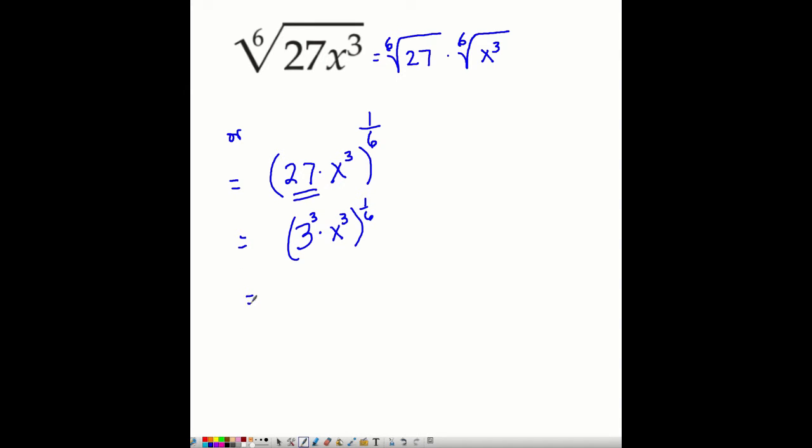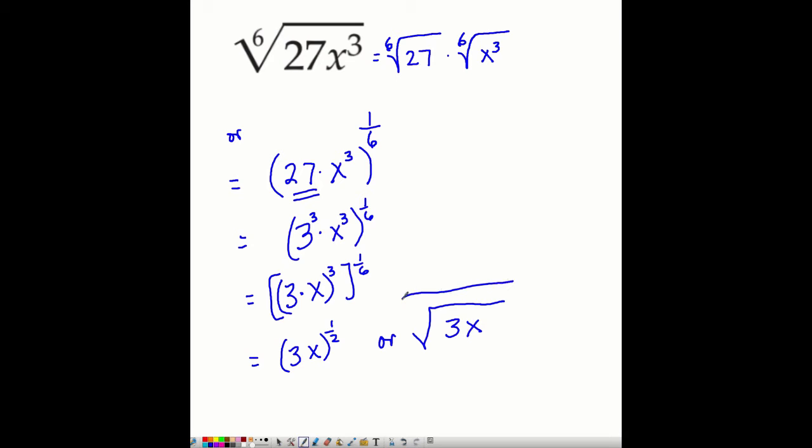And now I can write this as 3x cubed to the 1/6 power. When you raise a power to a power, you multiply the exponents. So that's going to be 3x to the 1/2, or the square root of 3x. And that's how we simplify these radical expressions. This will come in very handy soon. I think this is my last one. It's either the last one or the next to the last one.